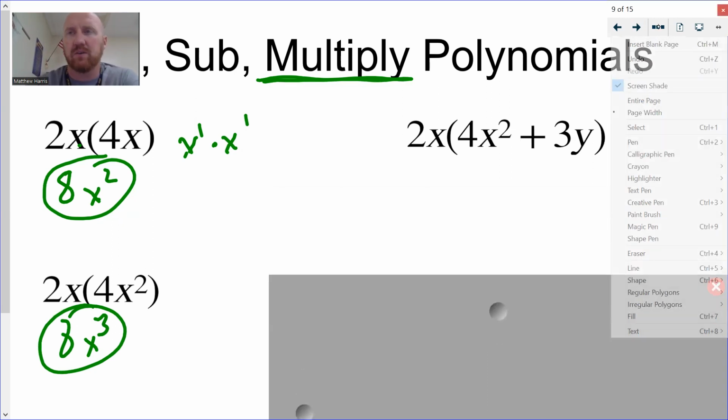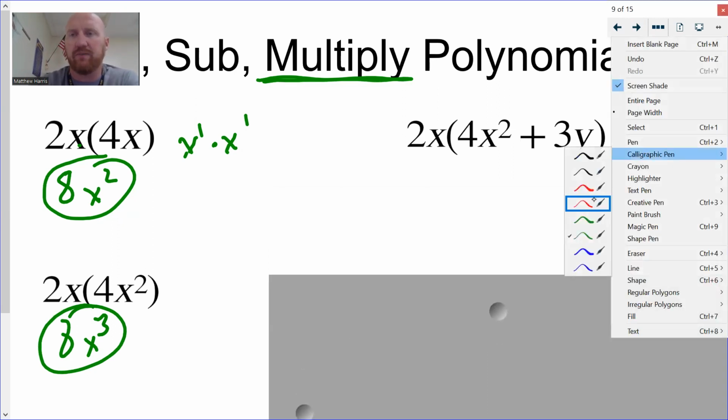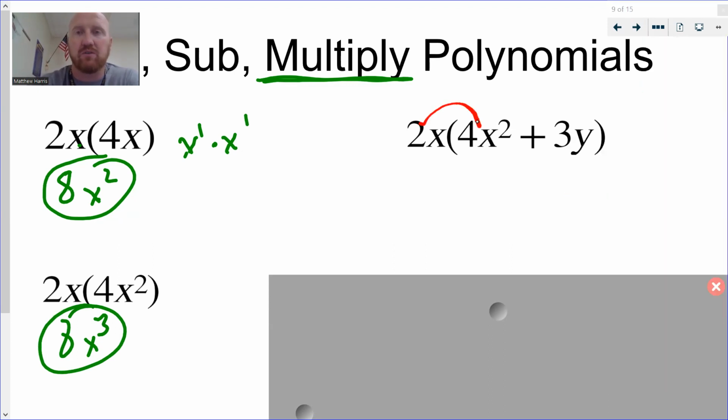All right, well, let's look at this one. Here, we're going to do my favorite property, SpongeBob's favorite property as well. We're going to do distribution. So we're going to distribute the 2x to every single term here. So we're going to do 2 times 4, which is 8. X times x squared, which is x cubed. Then we have to take 2x times 3y.